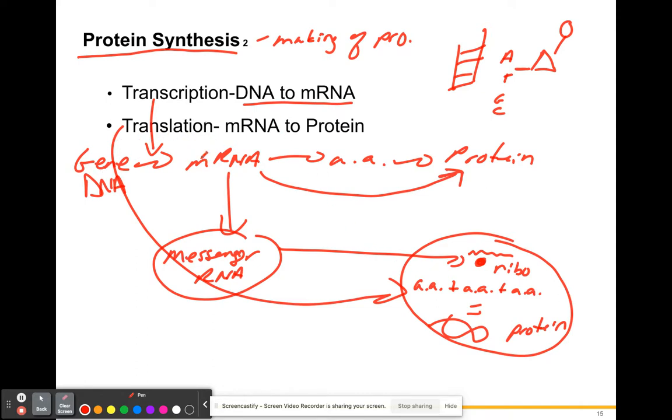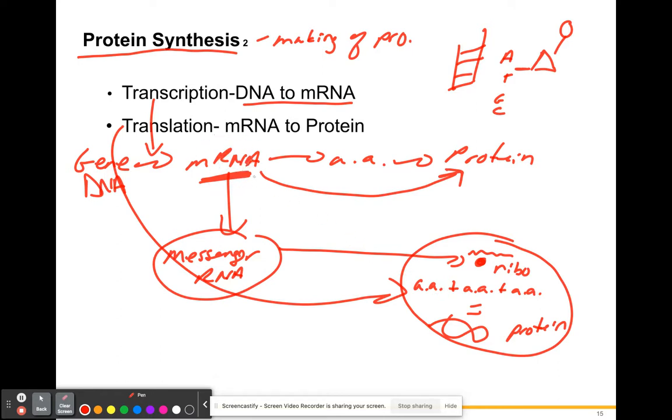We've transcribed, we've written down. That's what transcribe means, right? We've made a copy of. That's what monks used to do in the old days, before they had printing presses. When they wanted to make a new Bible, they would transcribe a new Bible. They would read one sentence and rewrite it on another piece of paper. They would transcribe it. So that's what we're doing here. We're taking this information, we're making a copy, we're making a message out of it. That's transcribing. Then we have to translate that message into a protein.